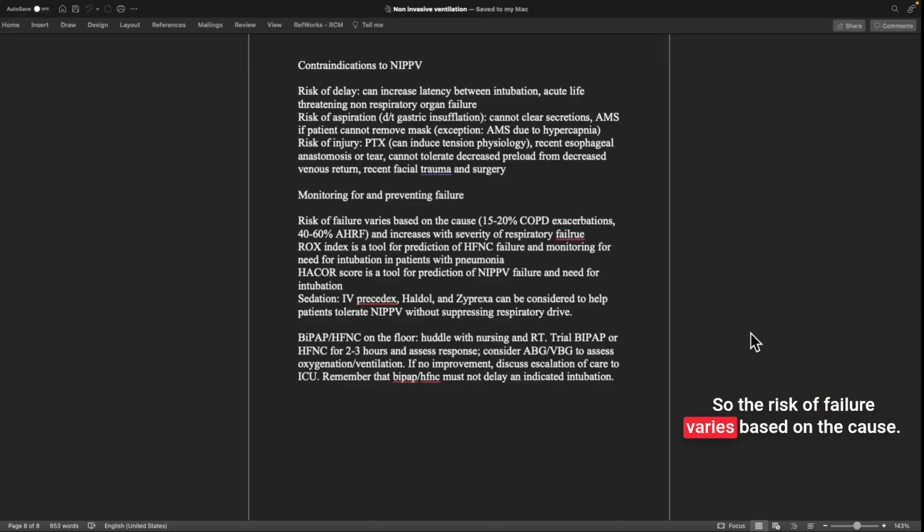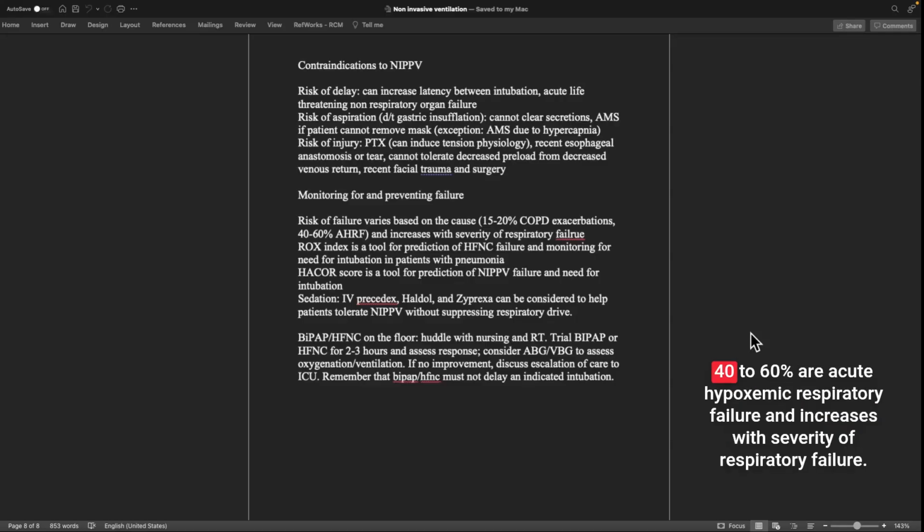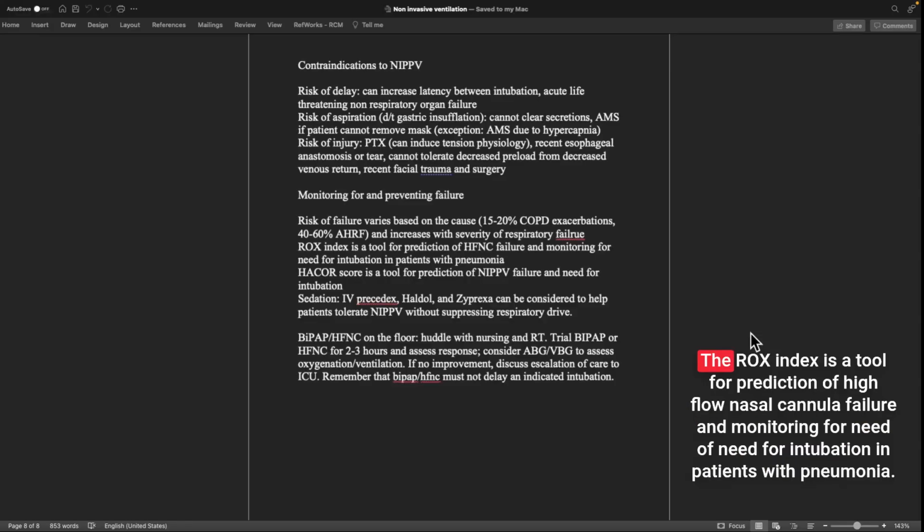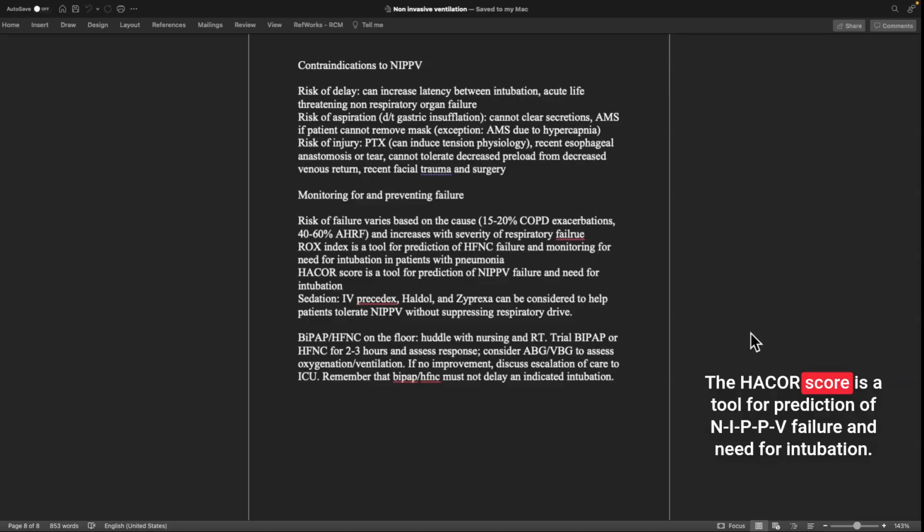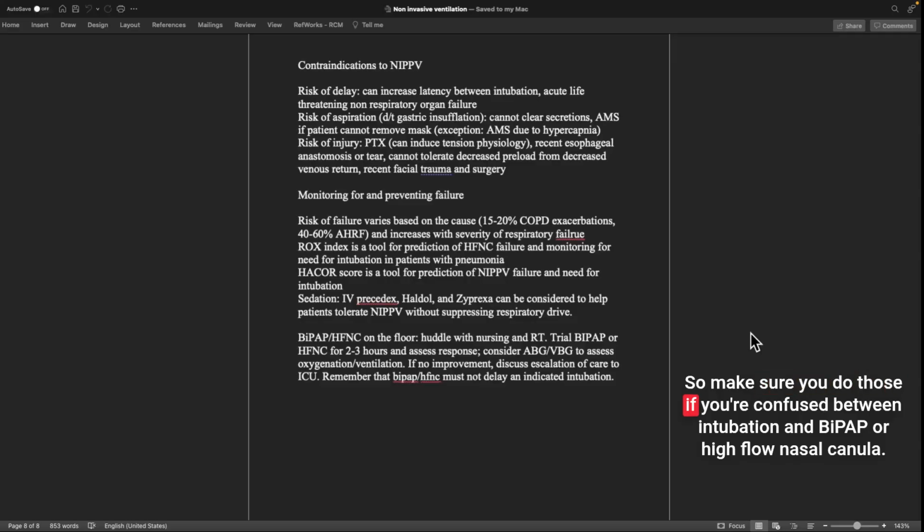So the risk of failure varies based on the cause. 15 to 20% are COPD exacerbations, 40 to 60% are acute hypoxemic respiratory failure, and it increases with severity of respiratory failure. The ROX index is a tool for prediction of high flow nasal cannula failure and monitoring for need for intubation in patients with pneumonia. The HACOR score is a tool for prediction of NIPPV failure and need for intubation. So make sure you use those if you're confused between intubation and BiPAP or high flow nasal cannula.